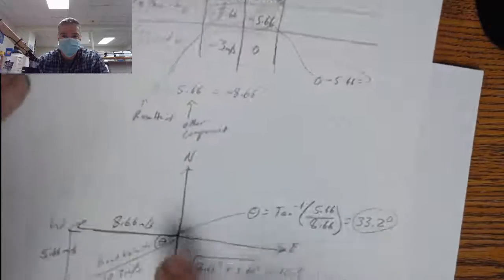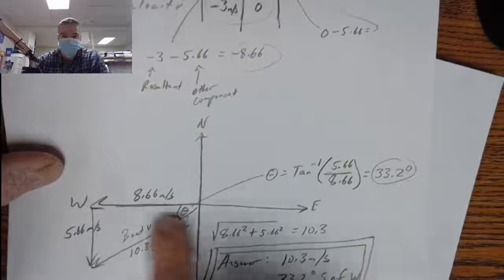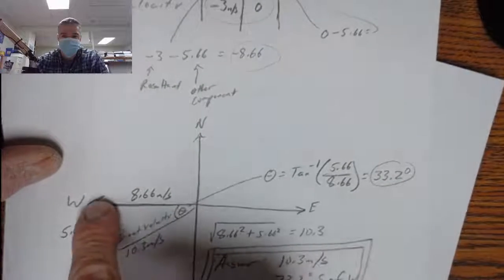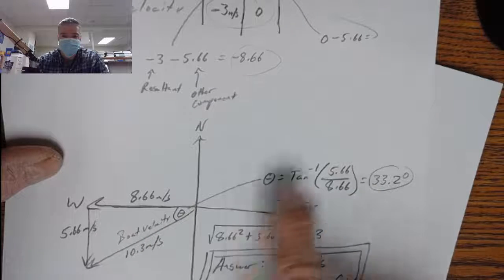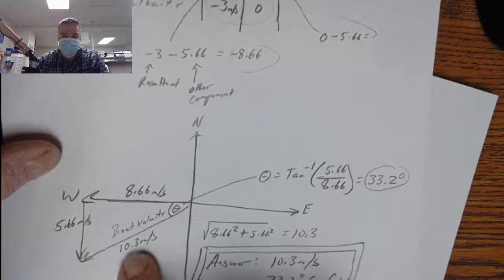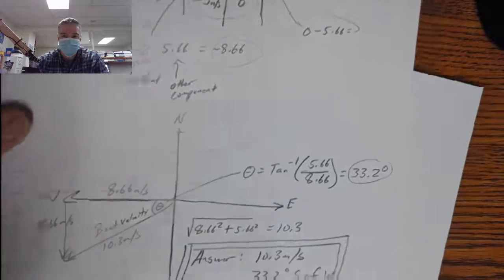Once I've got that, those are the x and y components of my answer. I draw my diagram like this, draw the x component, y component, and find the angle using inverse tangent, and the magnitude using Pythagorean theorem. All right, number 6.